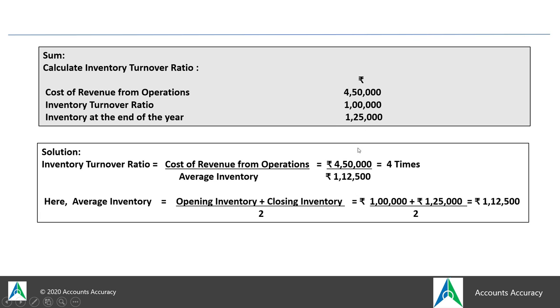So this average inventory would be opening plus closing by 2, that we have done here, and you will get 1,12,500. Once you find out the average inventory, you divide cost of goods sold by average inventory, you get your inventory turnover ratio, that is 4 times. And that you know that inventory turnover ratio or any turnover ratio comes in times.